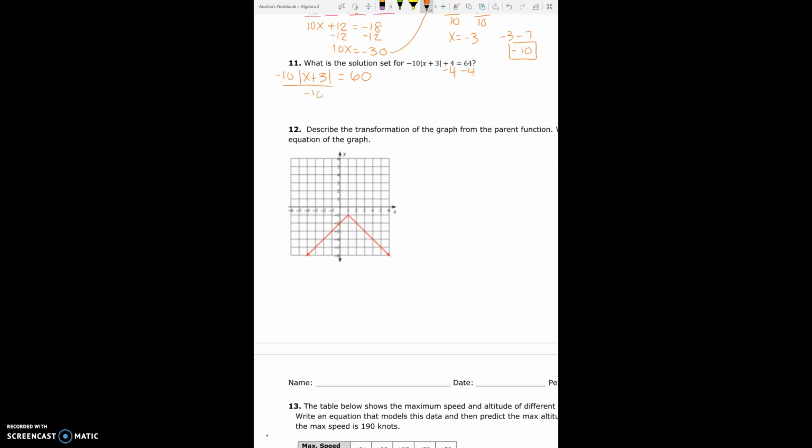Divide both sides by negative 10. So the absolute value of x plus 3 equals negative 6. And at this point, I can go ahead and stop, because you cannot have an absolute value set equal to a negative number. Because I have that negative there, then there is no solution.